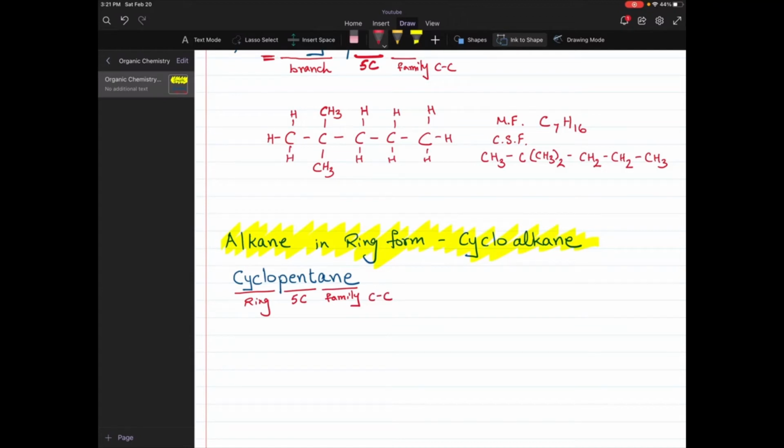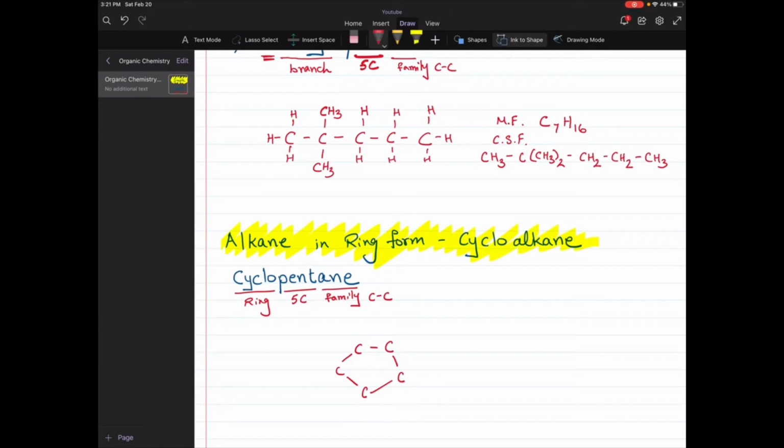Now, once we have deciphered what this name is telling us, we can start to draw this compound. In this case, we have to draw 5 carbons in a ring form. So 1, 2, 3, 4, 5. And if you see now, I have 5 carbons and they're in the ring configuration. The first and the last carbons are linked together.